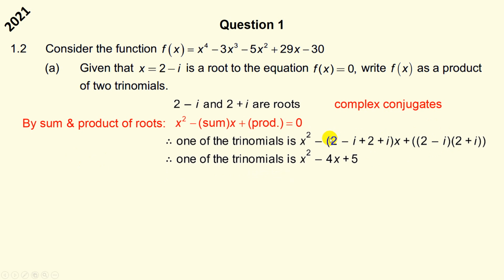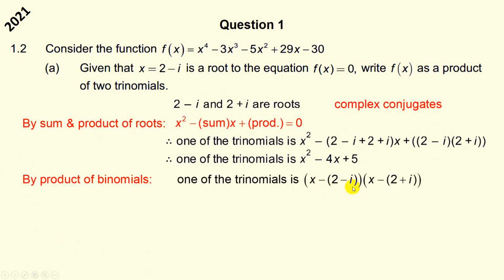And if we add those two, we get 4. If we multiply those together, we get 4 plus 1, which is 5. So there's one of the trinomials. If we do it as a product of binomials, then we have to say x minus this one times x minus that one.